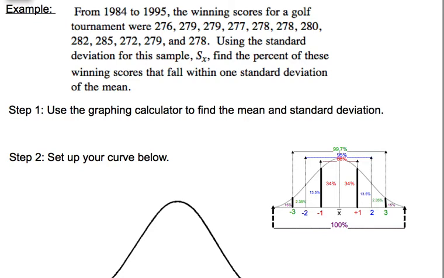From 1984 to 1995, the winning scores for a golf tournament were as listed: 276, 279, 279, etc. They're not in numerical order, which is fine. We know that when you put it in your graphing calculator, what we're going to find is your standard deviation and the mean.